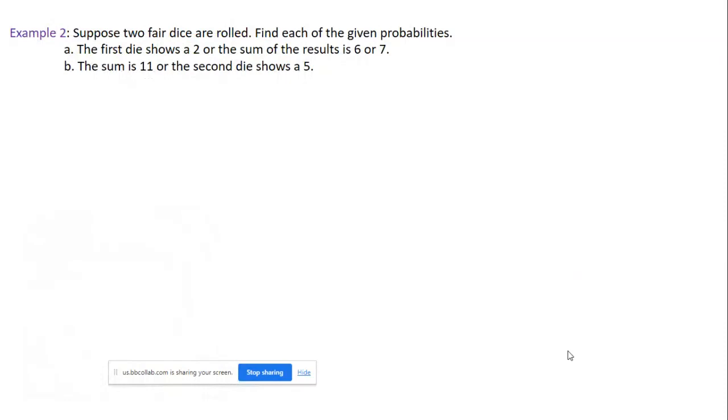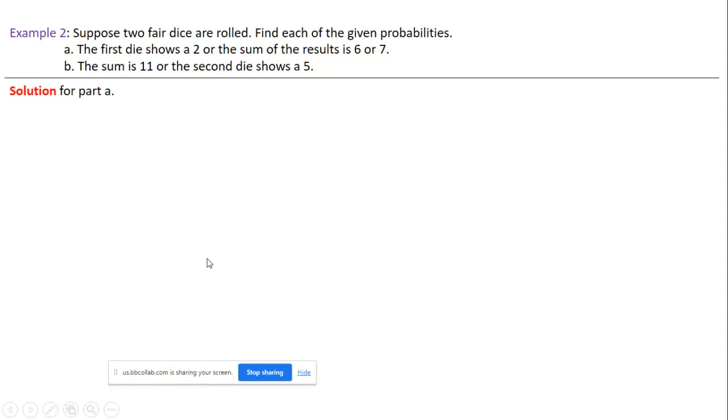So let's look at another example. Suppose two fair dice are rolled. Find each of the given probabilities. A. The first die shows a 2 or the sum of the results is 6 or 7. Let's look at this. Okay.